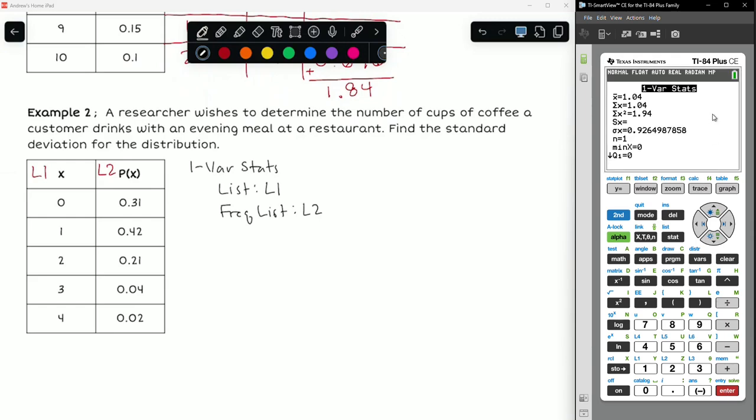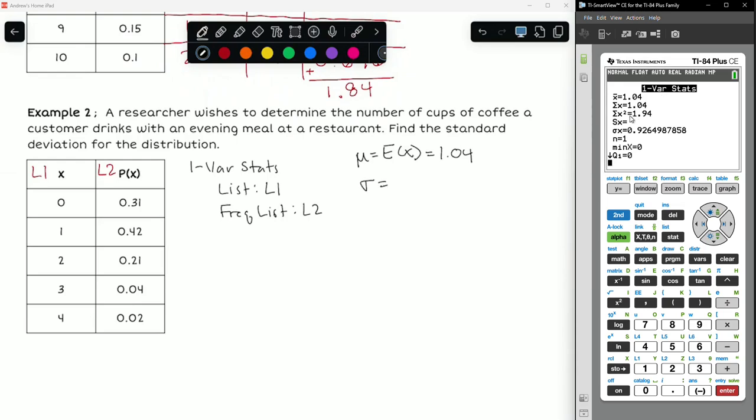And you'll notice it does a couple of things. One, it gives me that mean, or that expected value, which is nice. We can find expected values this way as well. It also gives me my standard deviation.